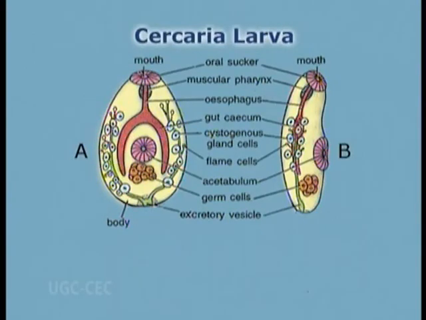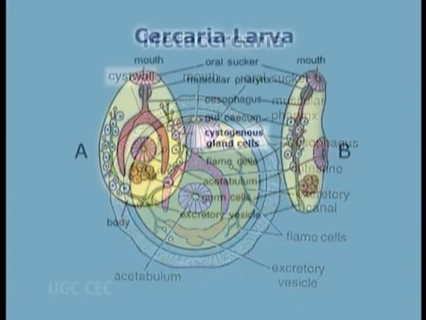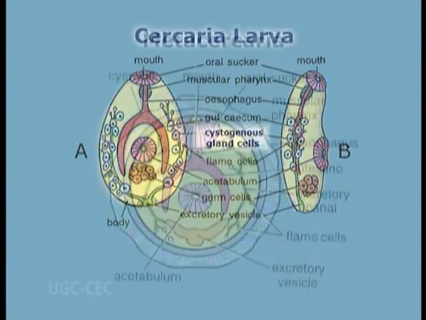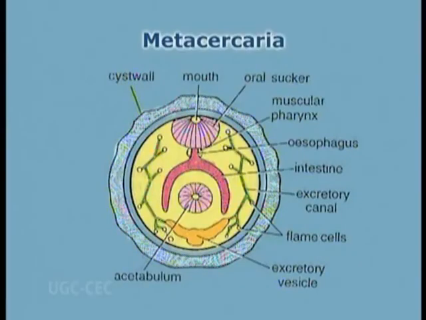Cast off means it will be removed. The body becomes rounded and forms around itself a thick brownish cyst wall from the cystogenous gland. The encysted Cercaria is now known as metacercaria. This is the last larval stage of the life cycle of the liver fluke. Friends, look at the figure. It is rounded, and you can also observe that a thick cyst wall is situated around it.